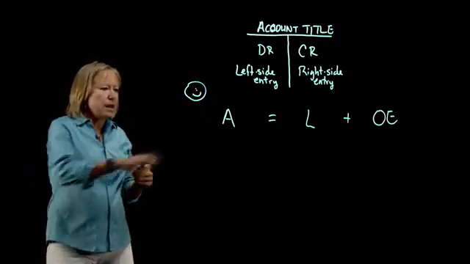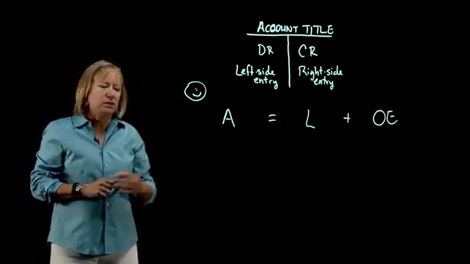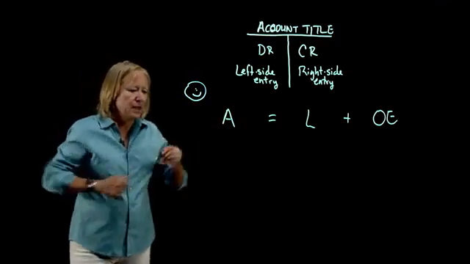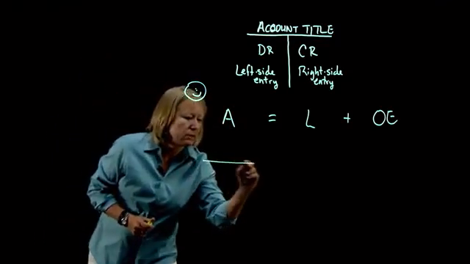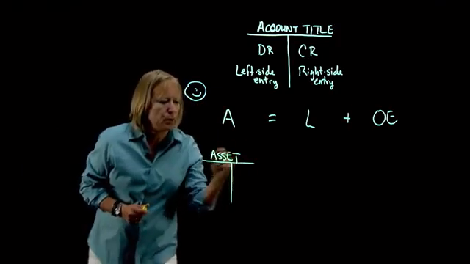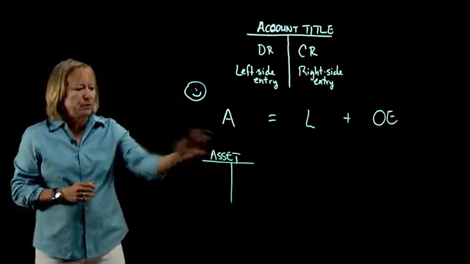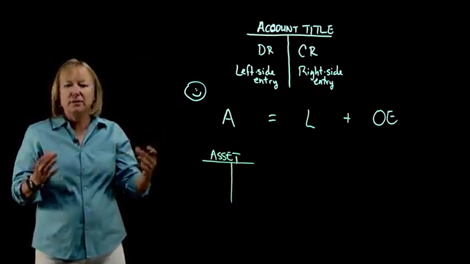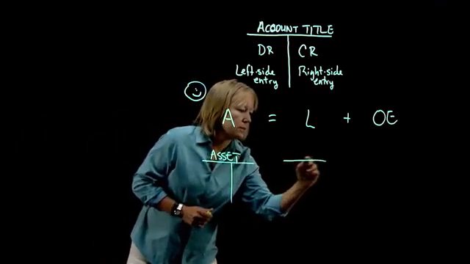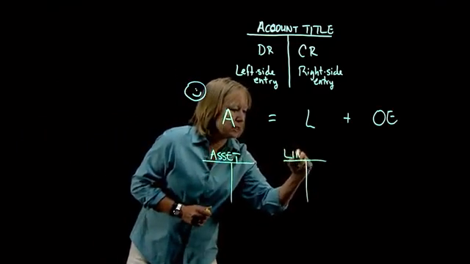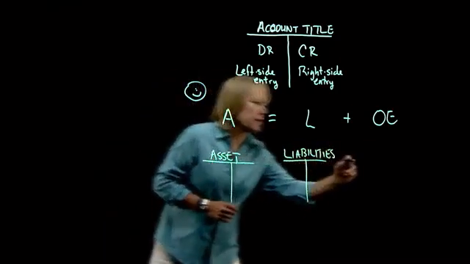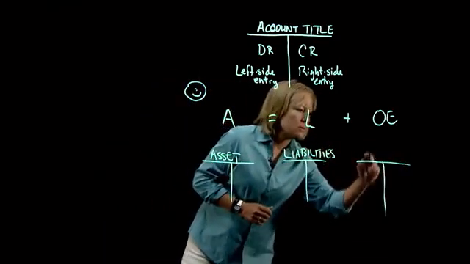And remember that assets are on the left side of this equation and liabilities and owner's equity are on the right side of this equation. I'm going to make a T account for the asset accounts. And of course, we could put any asset account name up there at the top of that T account. Cash, inventory, accounts receivable, equipment. I'll make a T account for liabilities. And I'll make a T account for owner's equity.